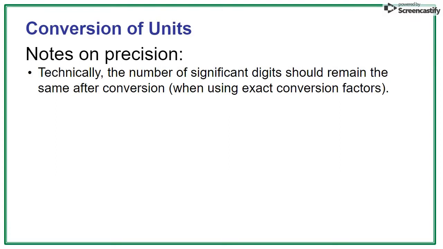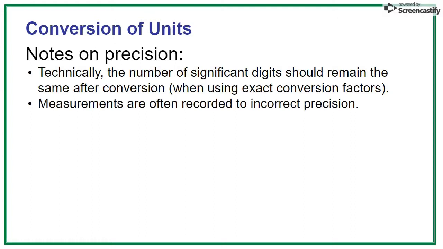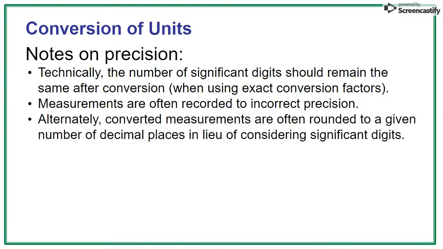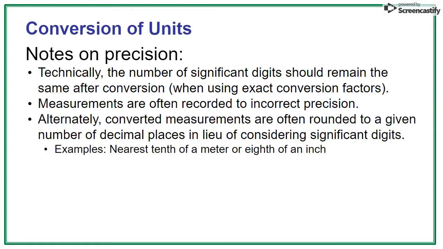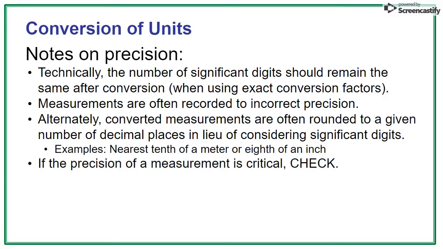However, in reality, measurements, unless taken as part of a scientific investigation, are rarely recorded to the appropriate number of significant figures. So it's not uncommon to round converted measurements to a given precision, say to the nearest hundredth of a meter or to the nearest 1/8 of an inch. If the precision of a measurement is critical, you must check that the precision recorded is correct and acceptable for the application for which the measurement will be used.